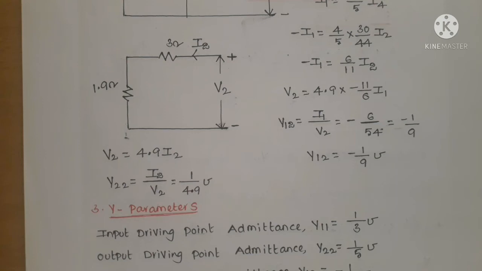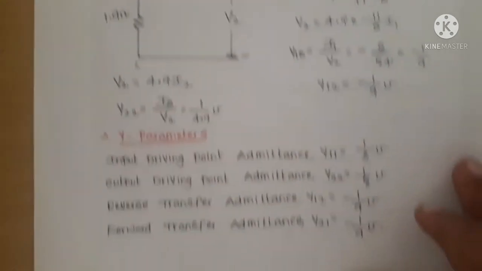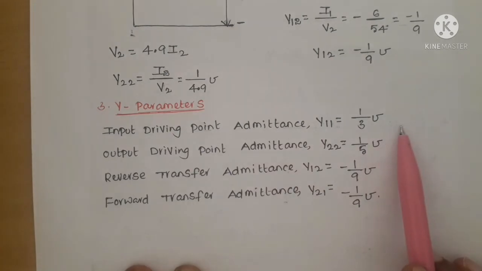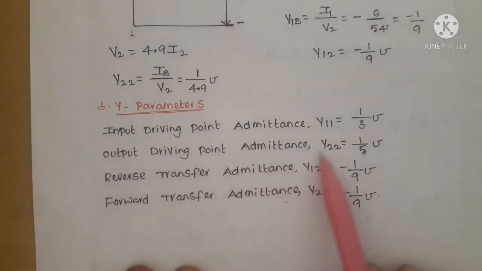So if you write all the Y parameters at one place: input driving point admittance Y11 equal to 1 by 3 mhos, output driving point admittance Y22 equal to 1 by 5 mhos, reverse transfer admittance Y12 equal to minus 1 by 9 mhos, forward transfer admittance Y21 equal to minus 1 by 9 mhos.